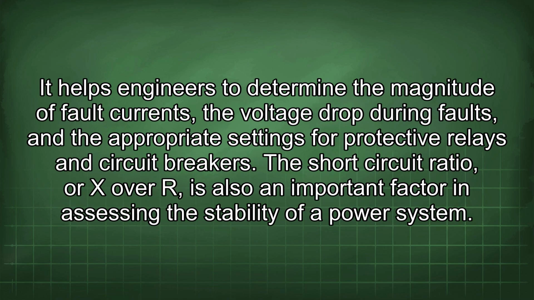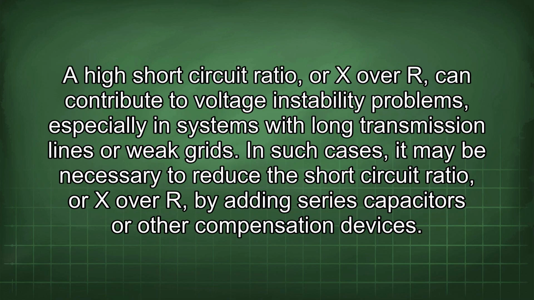It helps engineers to determine the magnitude of fault currents, the voltage drop during faults, and the appropriate settings for protective relays and circuit breakers. The short circuit ratio, or X over R, is also an important factor in assessing the stability of a power system. A high short circuit ratio, or X over R, can contribute to voltage instability problems, especially in systems with long transmission lines or weak grids.